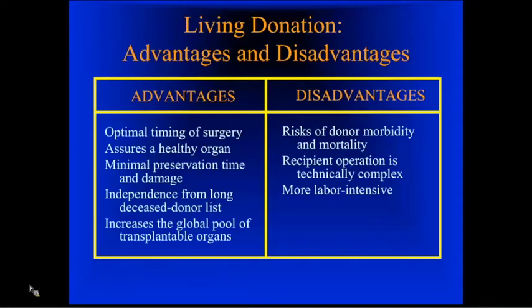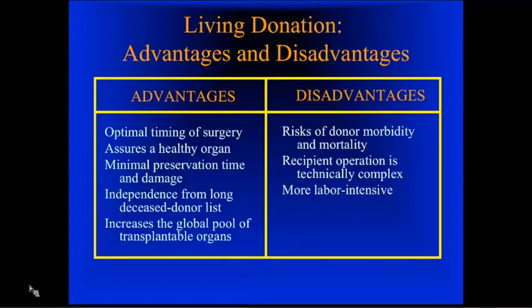And because the surgeries are done in 2 adjoining rooms, not at the same time, but closely one after the other, we get minimal organ preservation time and damage. The recipient doesn't have to depend solely on being on the deceased donor list. And theoretically, if numbers are large enough, it could increase the global pool of transplantable livers.